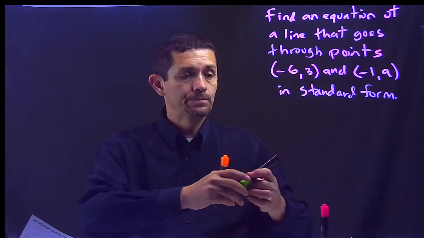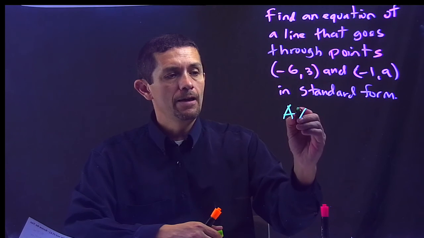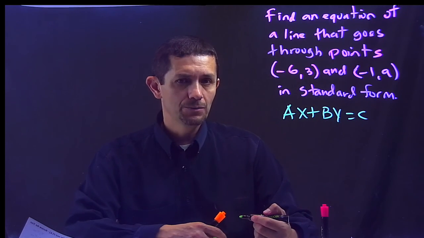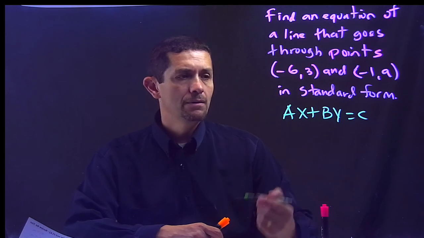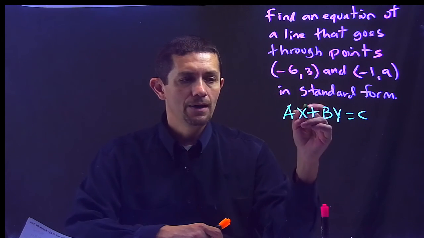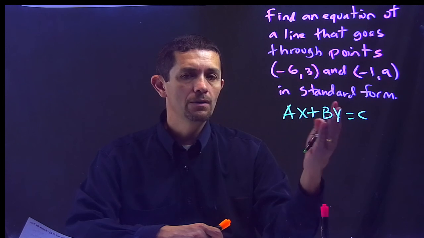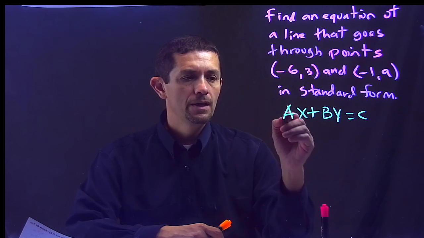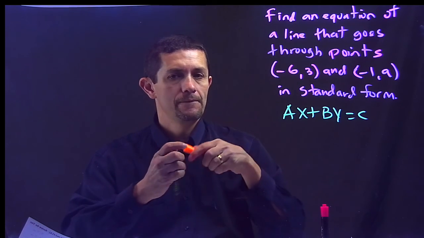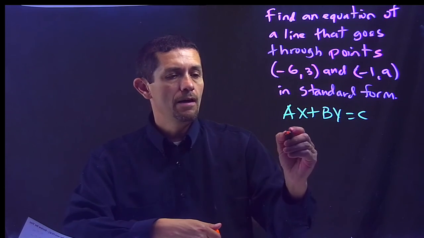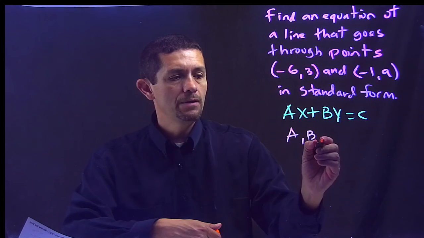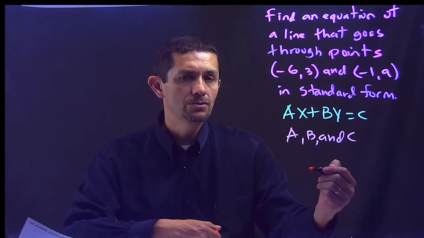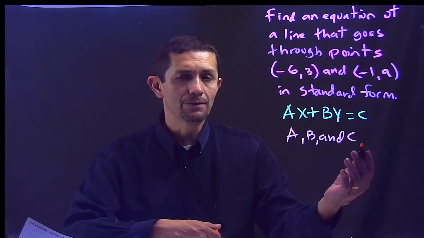Standard form: Ax + By = C. That's what standard form is. Meaning, whatever equation I write, I need to have my x and the y on the same side. There's a couple of rules for this. A, B, and C are integers. Integers meaning whole numbers, positive, negatives.